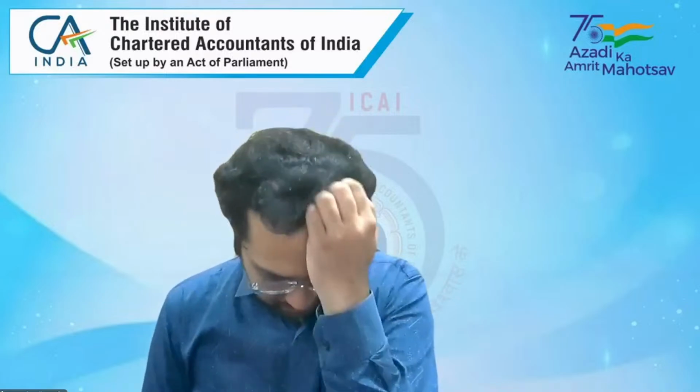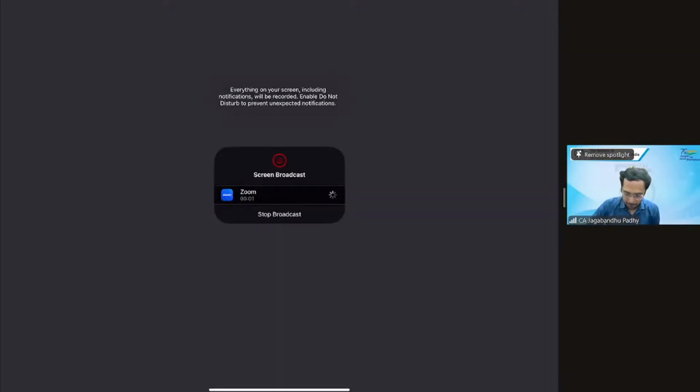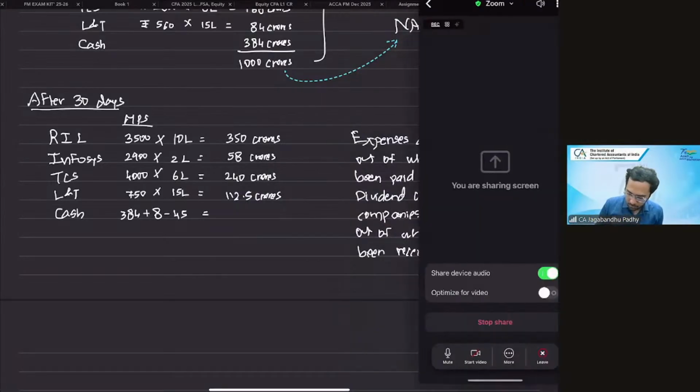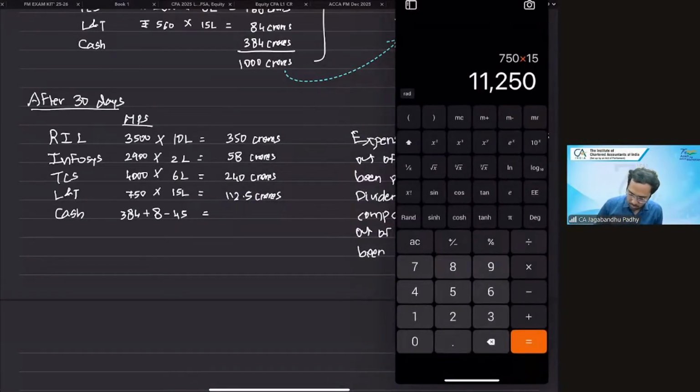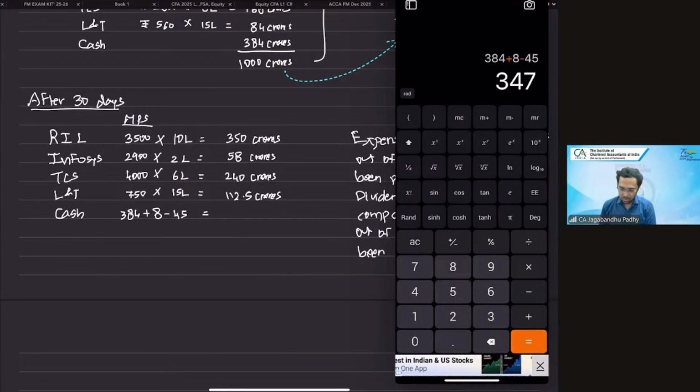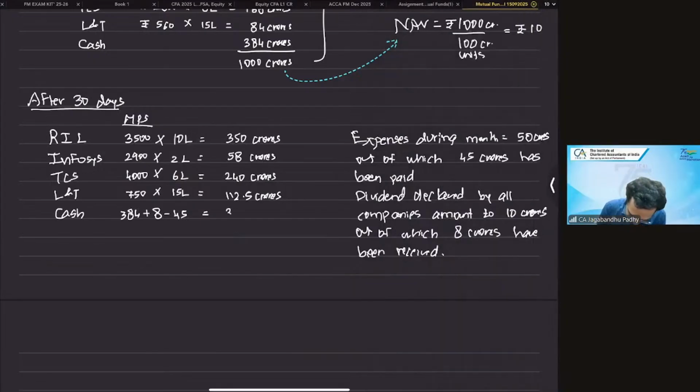What will be 384? Right, so 384 is something which had a balance. We have received an income of 8 crores and we are paying out 45 crores. So 347. 347 crores is the value of the cash that we have.